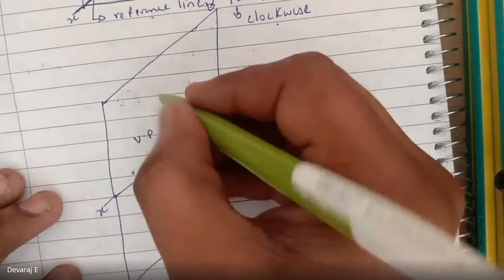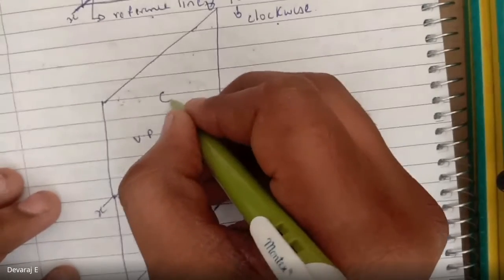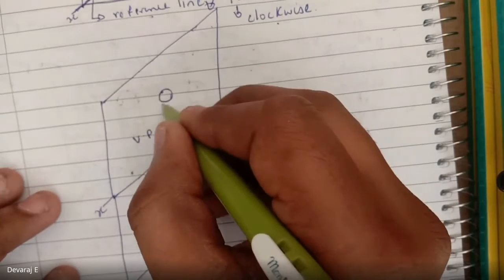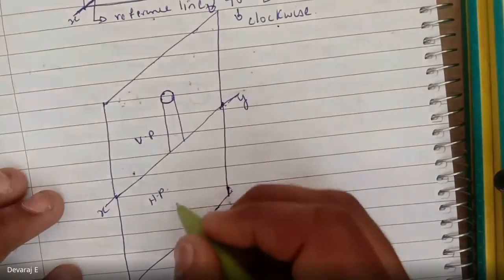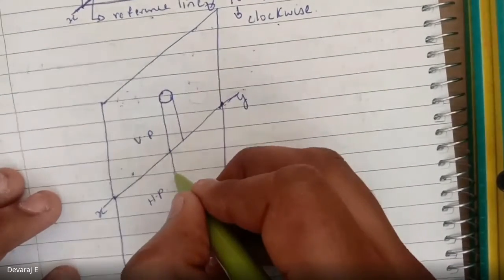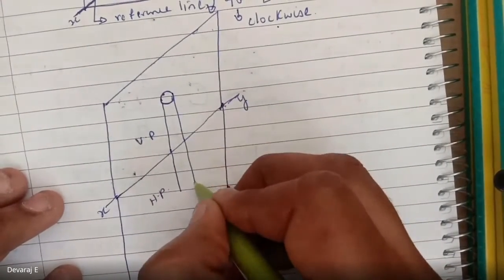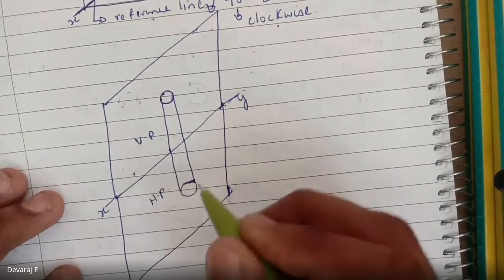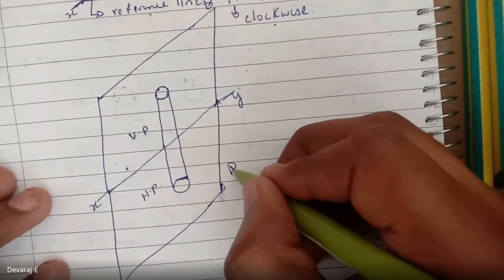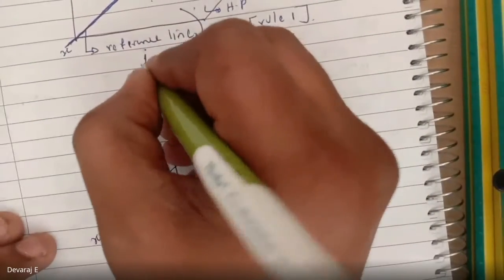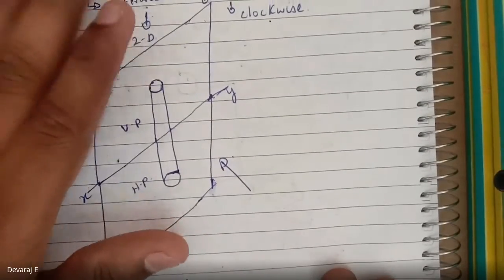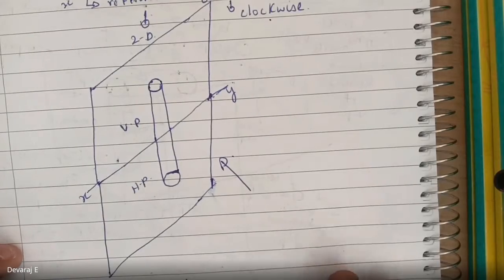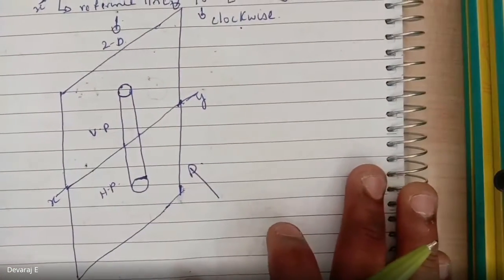If this is the front view, be careful, the projectors will be like this. They will touch the reference line, and again, the top view will be somewhere here. This is how we should convert 3D to 2D. Is everyone clear with this? Now we can represent this on the page. Everyone is clear? Yes, sir.